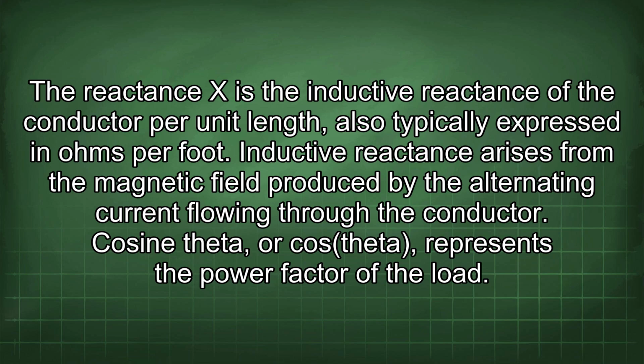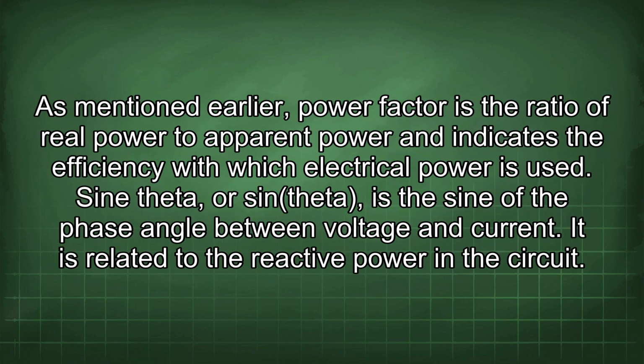Cosine theta, or cos theta, represents the power factor of the load. As mentioned earlier, power factor is the ratio of real power to apparent power and indicates the efficiency with which electrical power is used. Sine theta, or sin theta, is the sine of the phase angle between voltage and current. It is related to the reactive power in the circuit.